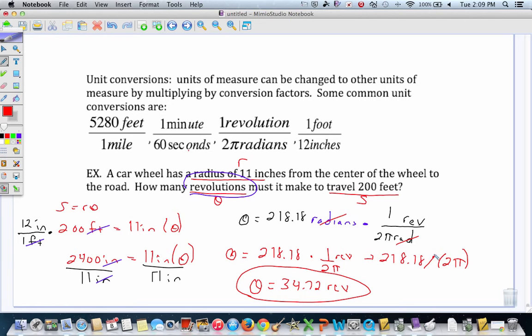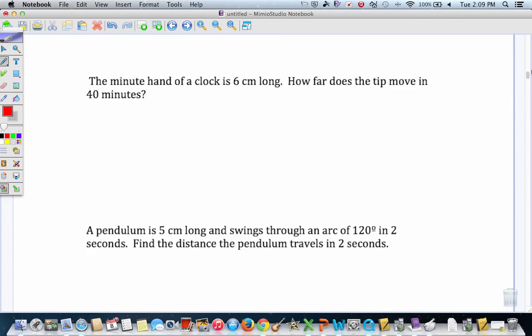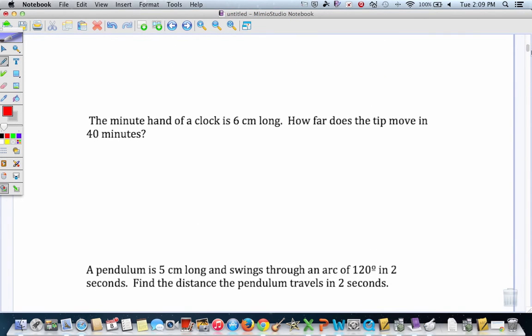So again, just be careful with the order of operations on your graphing calculator. Put the 2 pi in parentheses anytime you divide by a product. You don't want to divide by the first term and then multiply by the second term. You want to divide by this product. Let's move on and see what else we have here.